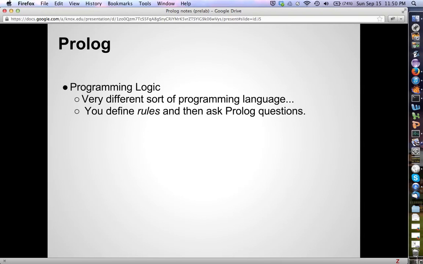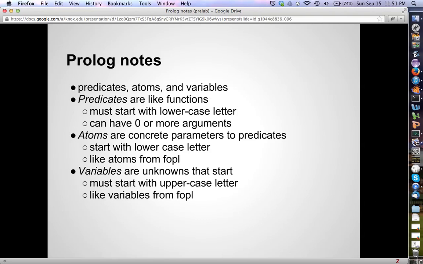It's a way of formally converting a bunch of things to logical clauses and then trying to go through and figure out what you can prove is true. So Prolog has predicates, atoms, and variables. You might recognize those terms from first-order logic. We're definitely getting this from first-order logic.